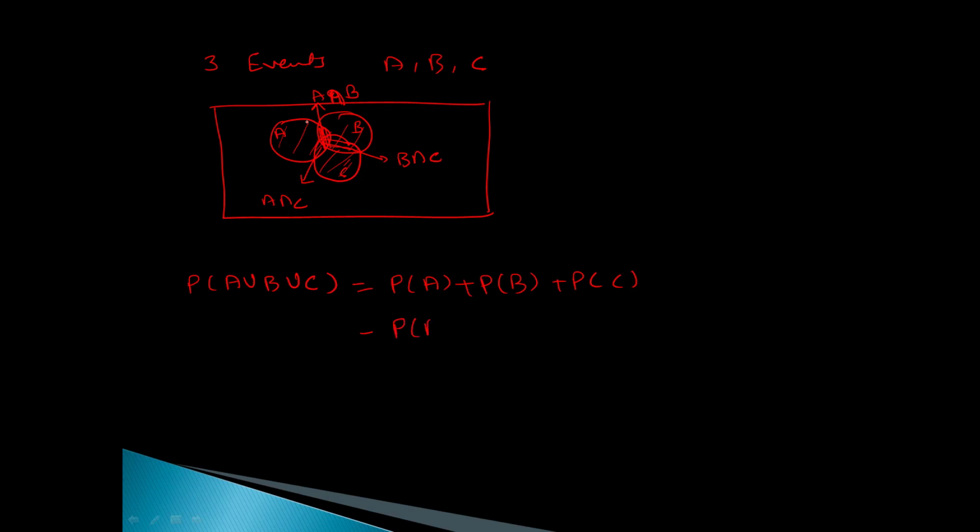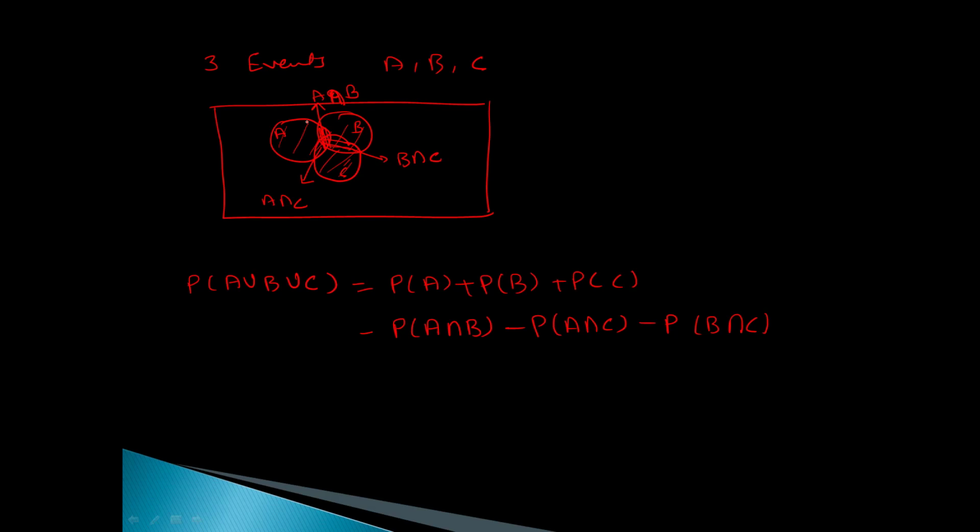As we have done earlier, we can subtract the probability of A intersection B, the probability of A intersection C, and the probability of B intersection C. So basically we need to subtract all pairwise probabilities. In the case of 3 events, there are only 3 such possibilities.